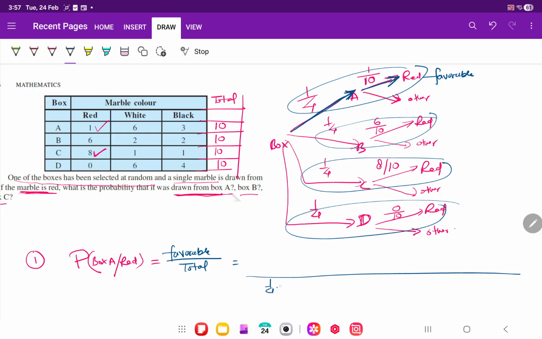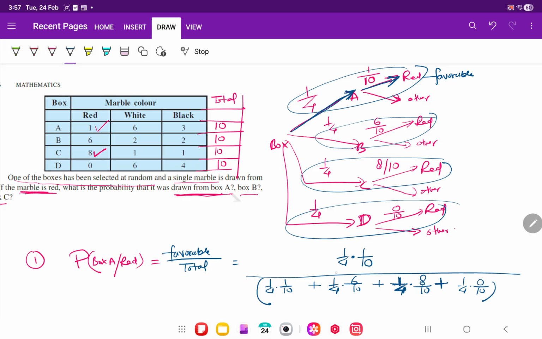First box is selected and it is red, or second is selected, it is red, or third is selected, the selection of third box is also 1 by 4 and it is red, or fourth is selected and it is red. Out of that, the first one is favorable, 1 by 4 into 1 by 10, correct?